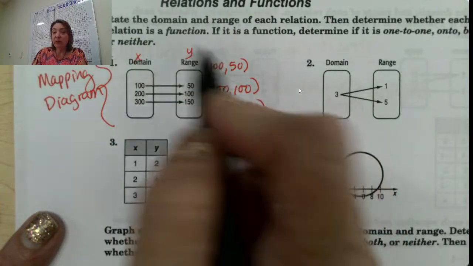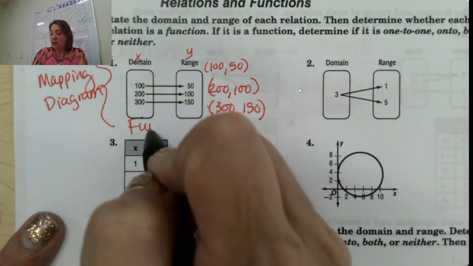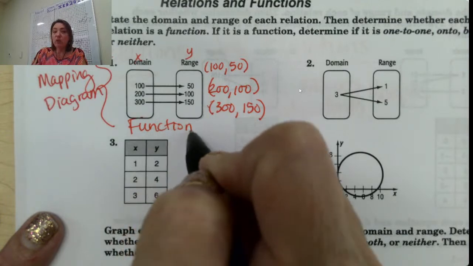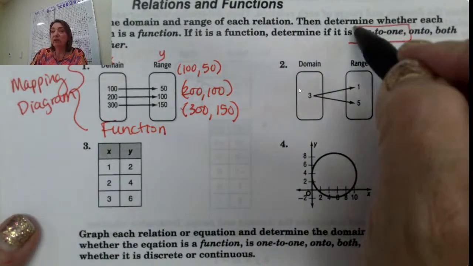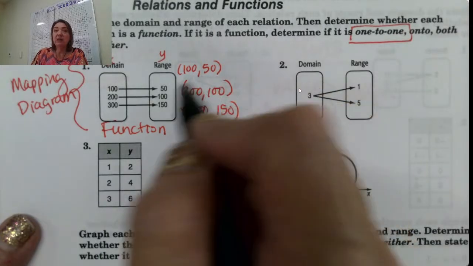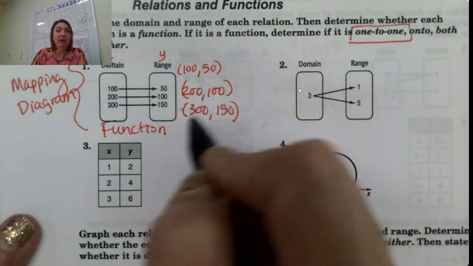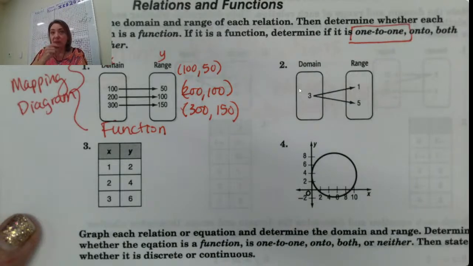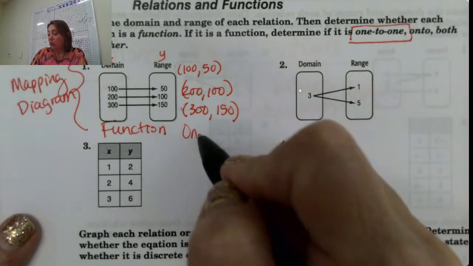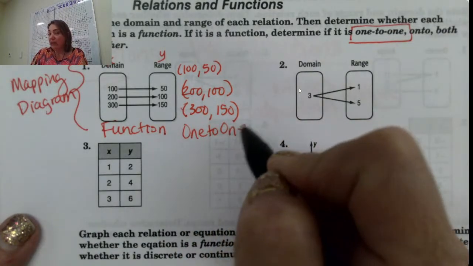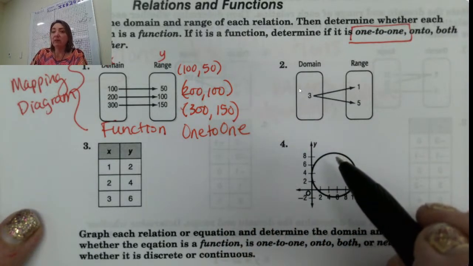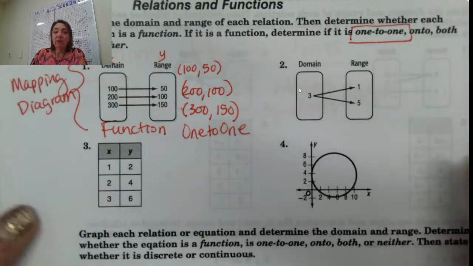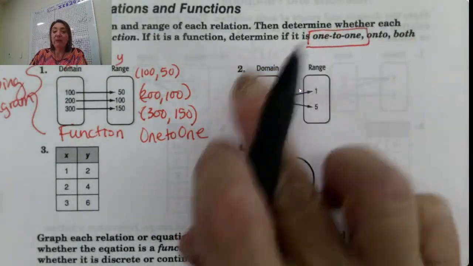So this one is a function. And it's more specifically known as a one-to-one function because every x has its own y value. Y'all follow what I'm saying? So one-to-one just means every one x has its own one y. And nothing repeats. Nothing's the same. Okay? So here we have another mapping diagram right here.